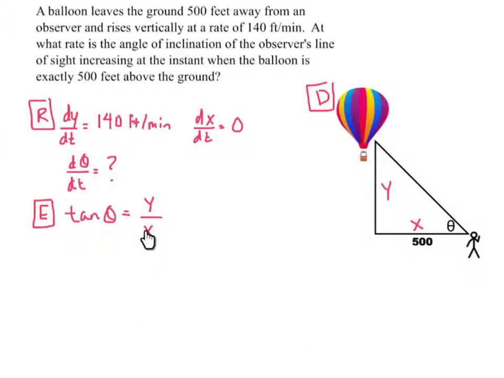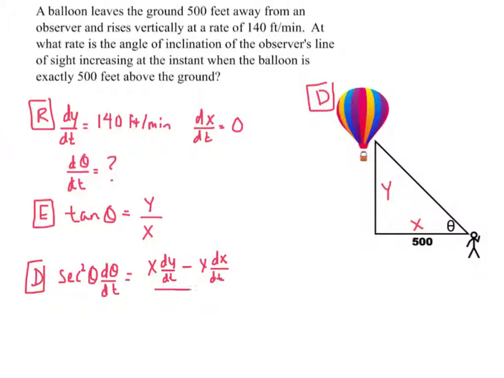Okay? Let me do the derivative. Derivative of tangent is secant squared d theta dt. Now y over x, because I've left it as x and not put it as 500, I need to use quotient rule. So we're going to have low d high minus high d low, cross the line and square the low. Okay.